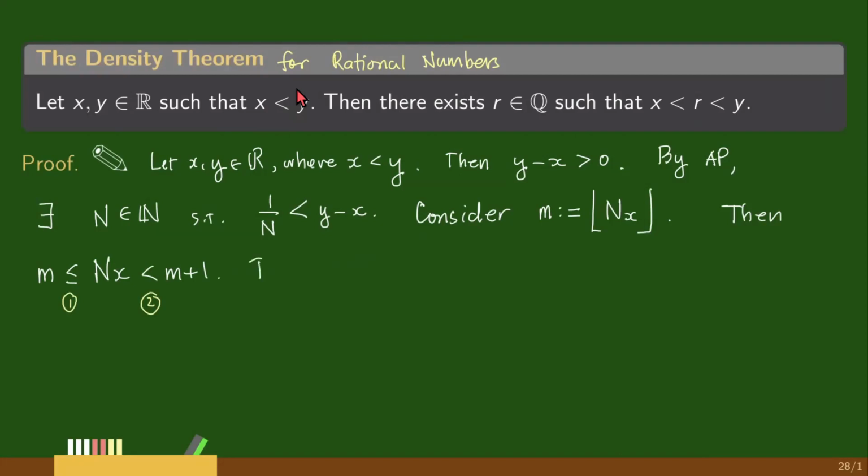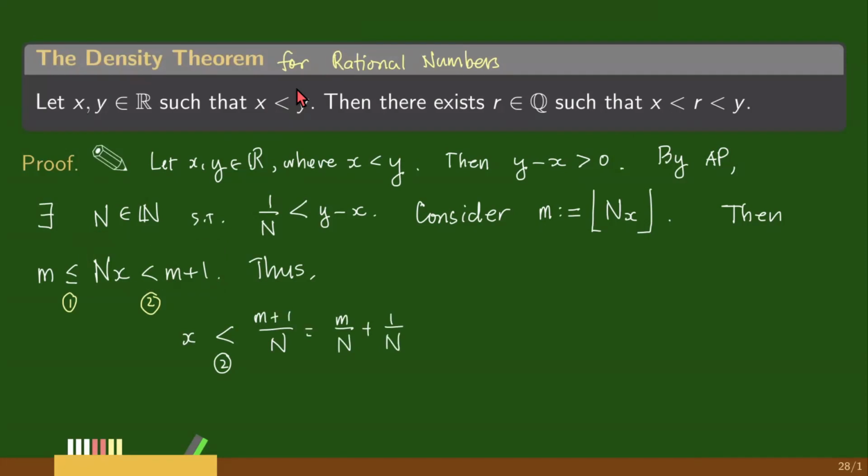Therefore, mag-start ako sa x. Tingnan nyo mabuti. Nandito yung proof. Gagamitin ko yung inequality number 2. Sa inequality na to, yung x is less than m plus 1 all over capital N. Do you agree? From inequality number 2, you can say that, because n is positive, by property of division, x is less than m over n plus 1 over capital N. Correct?